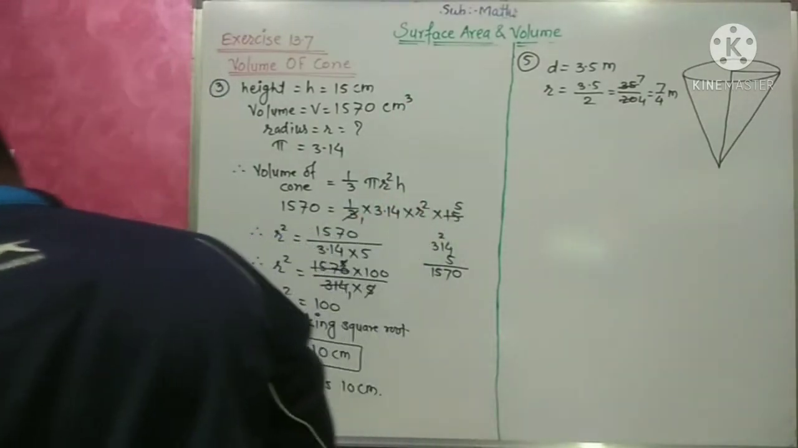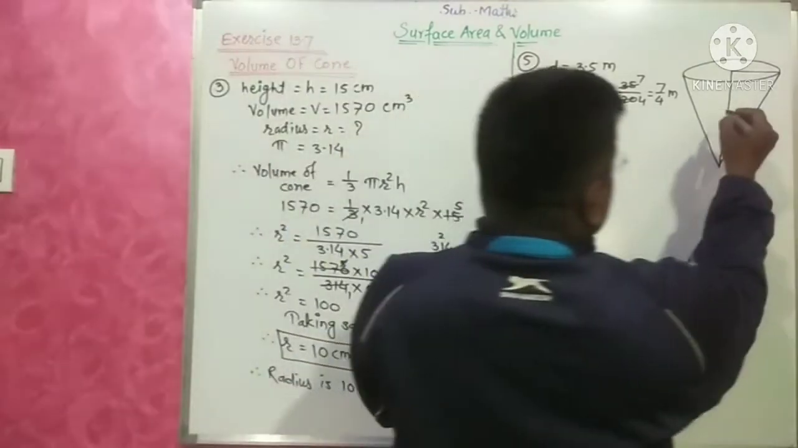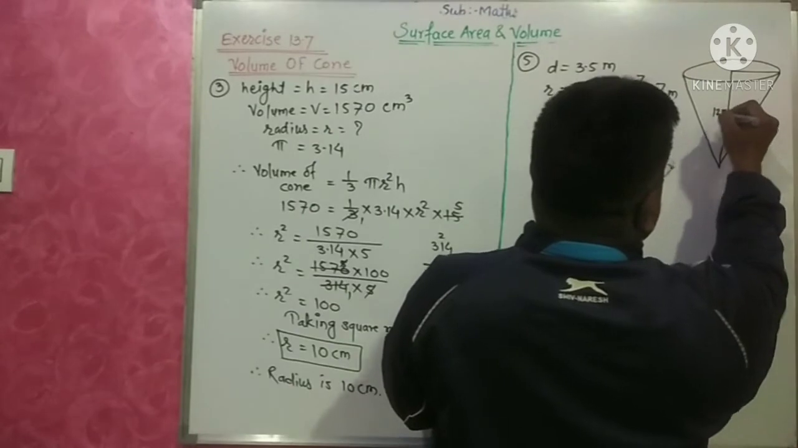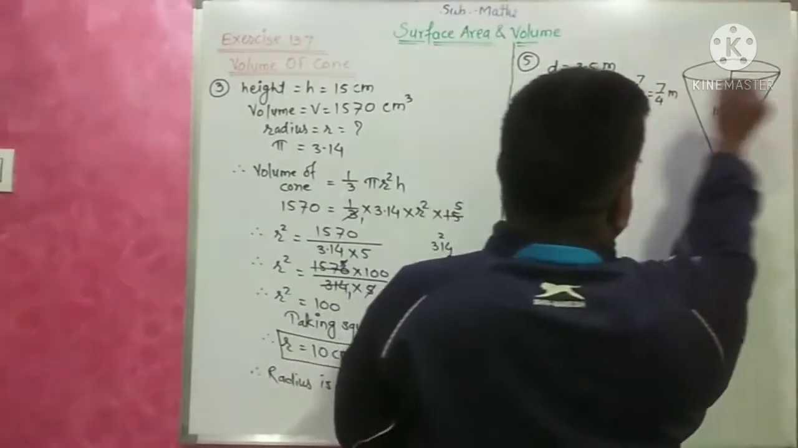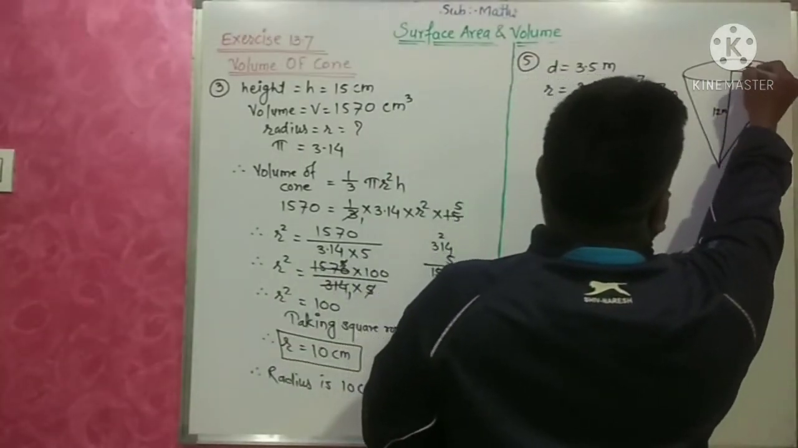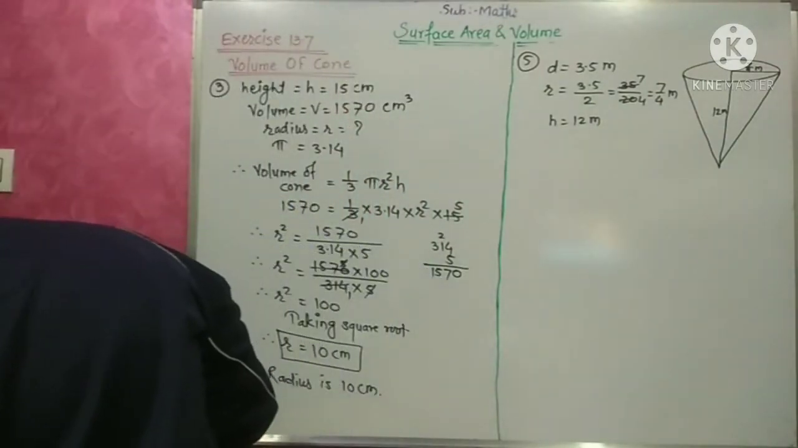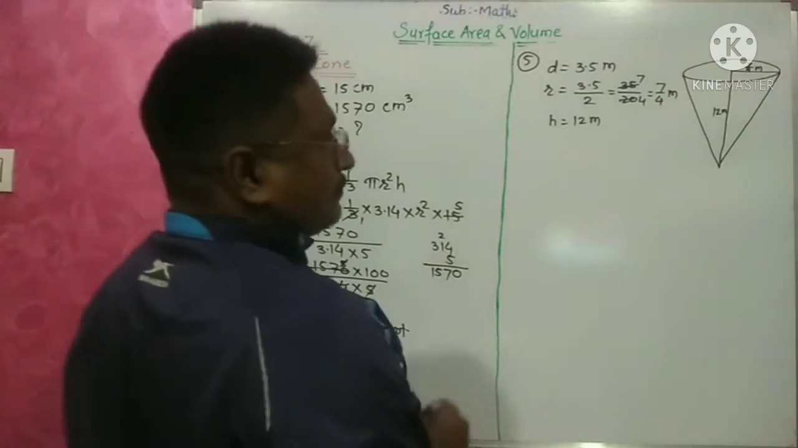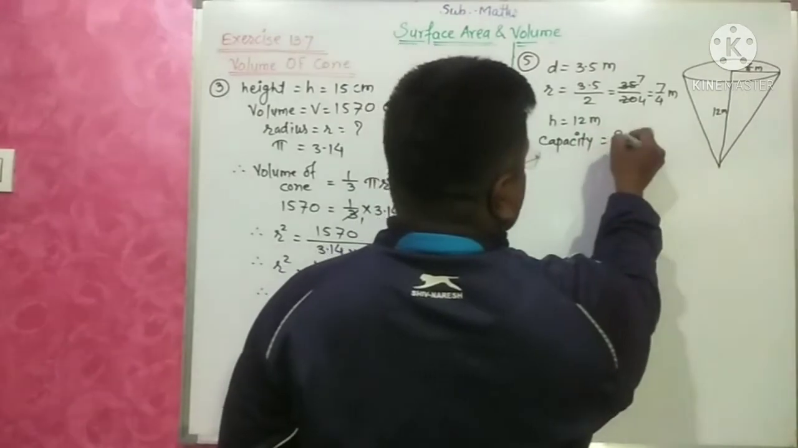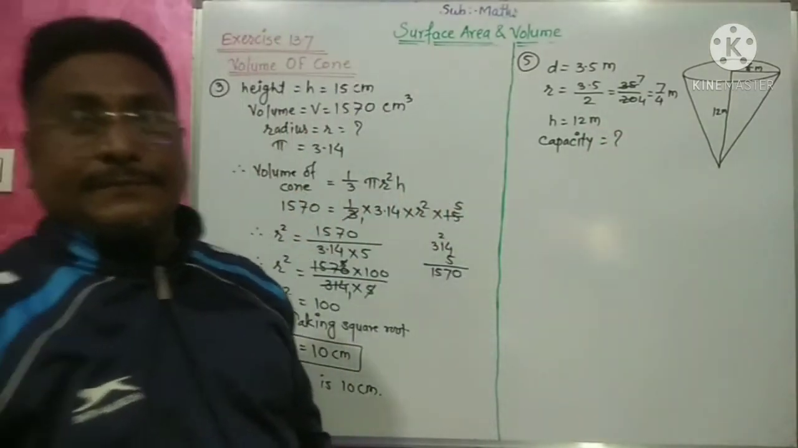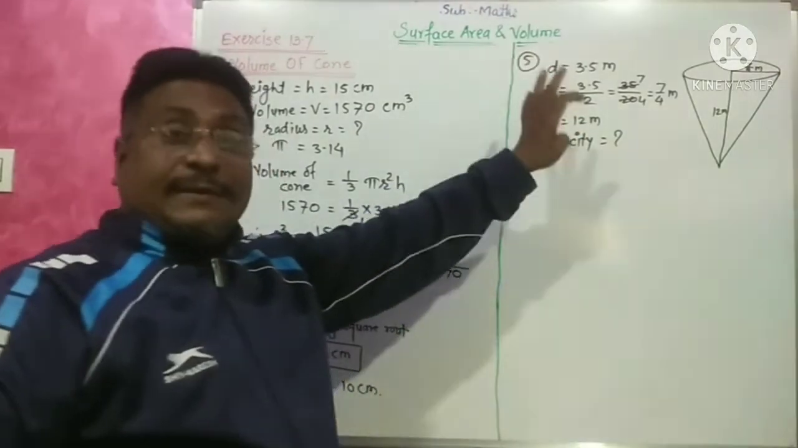Okay. Now next, what is given is 12 meter deep. So height is given as 12 meter and radius is 7 by 4 meter. What do they ask? What is its capacity in kiloliter? What has to be found? Capacity, in kiloliter. In which unit has it to be found? Kiloliter. So first find it in meter.